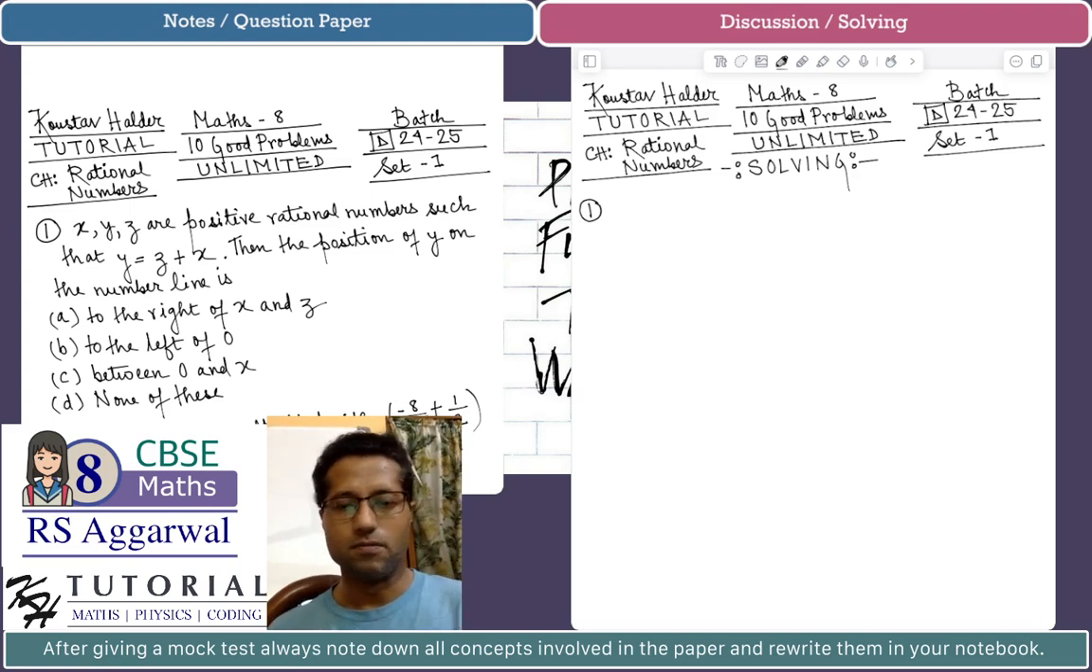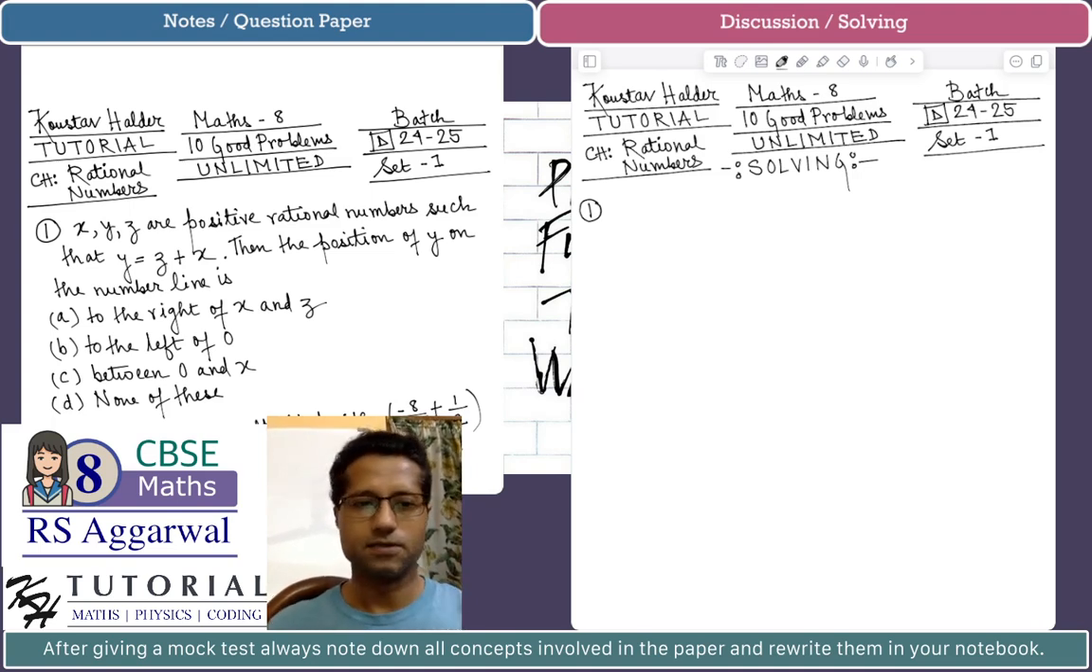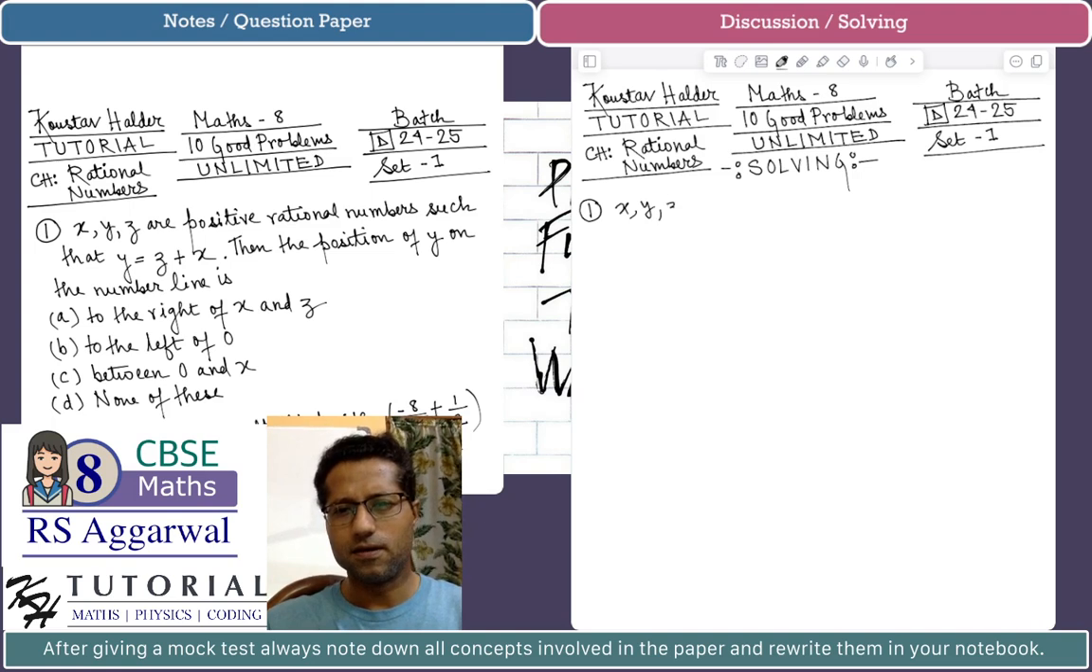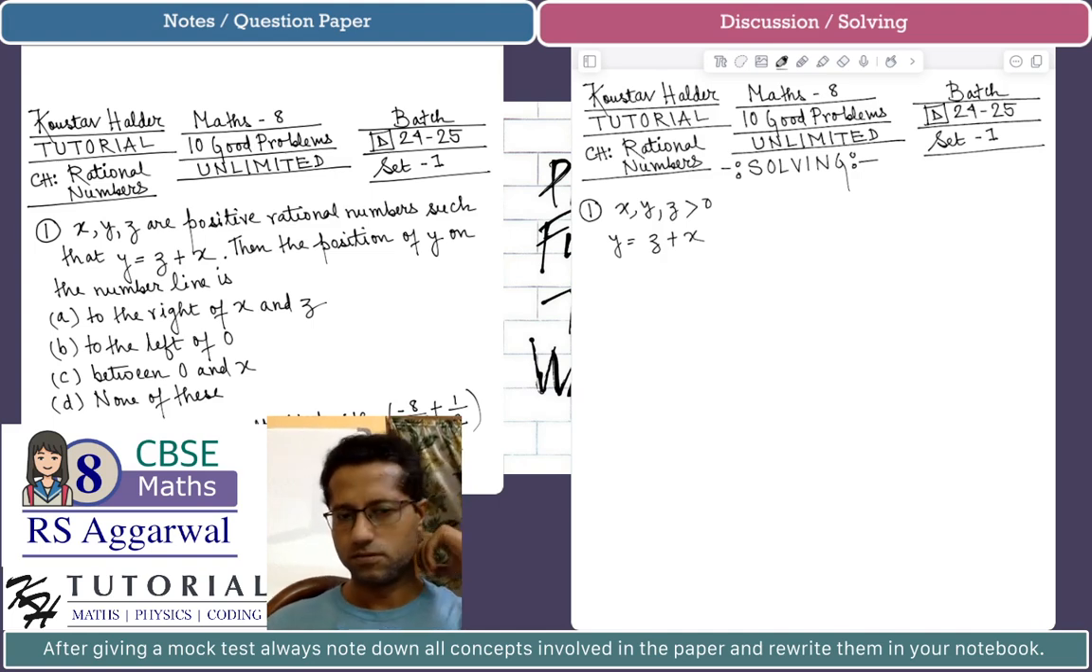Okay, the first problem says x, y, z are positive rational numbers such that y equals z plus x. So it is given that x, y, z are all greater than 0, and y is equal to z plus x. Then the position of y on the number line is: first choice, to the right of x and z; to the left of 0; between 0 and x; none of these.